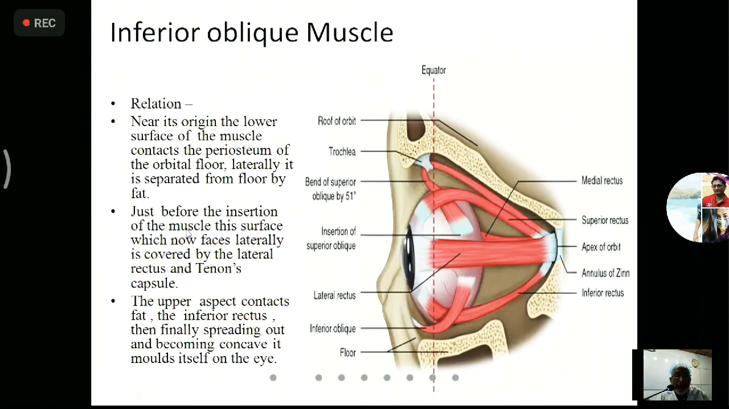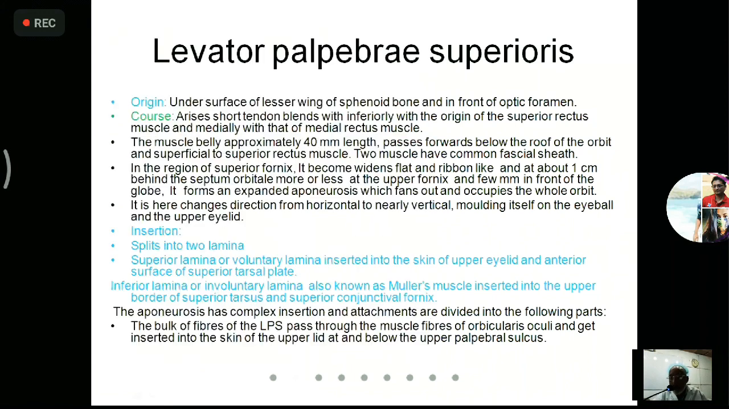Just below, before the insertion of the muscle, this surface, which now faces laterally, is covered by the lateral rectus and canal structure. Remember it. The upper aspect contacts fat and the inferior rectus, then finally spreading out and becoming concave, it molds itself on the globe. Okay, up to this. Today, thanks everyone.